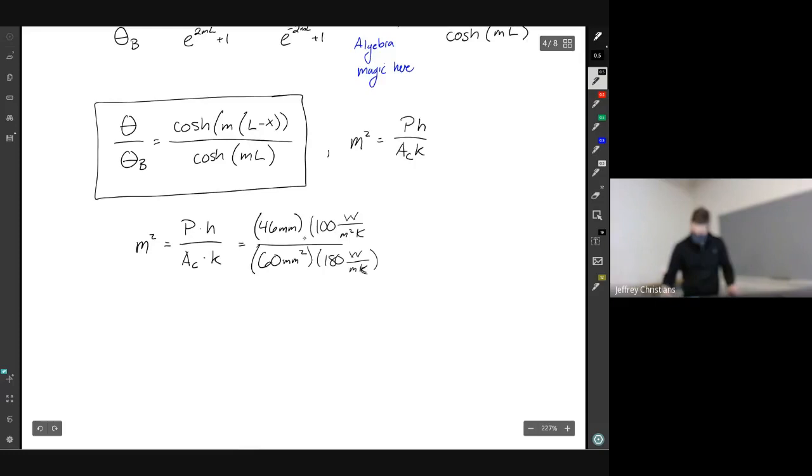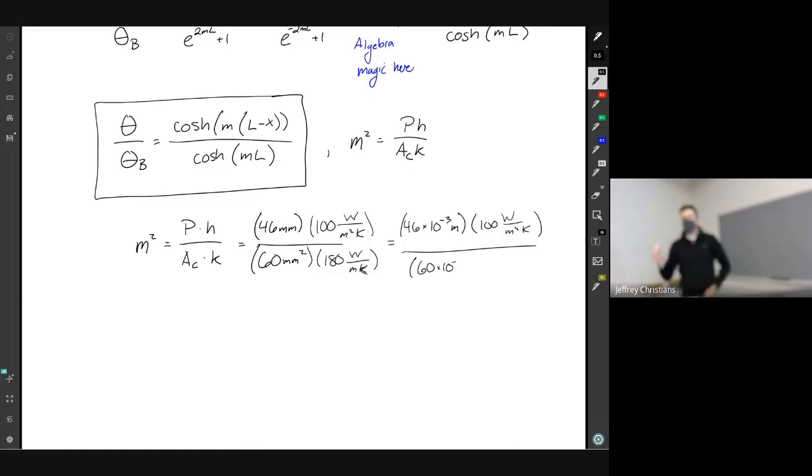Okay, so we'll get that into, so this will be 46 times 10 to the negative third meters times 100 watts per meter squared Kelvin, divided by 60 times 10 to the negative, not negative 3 because we squared our millimeters. So this would be times 10 to the negative 6 meters squared.